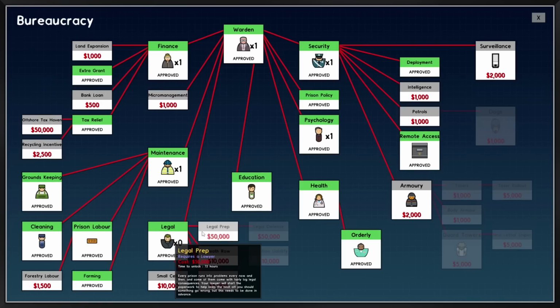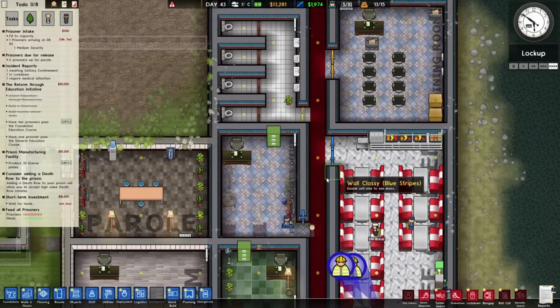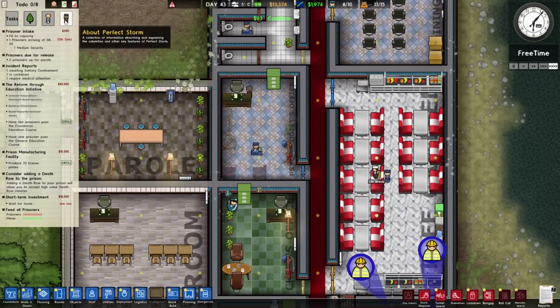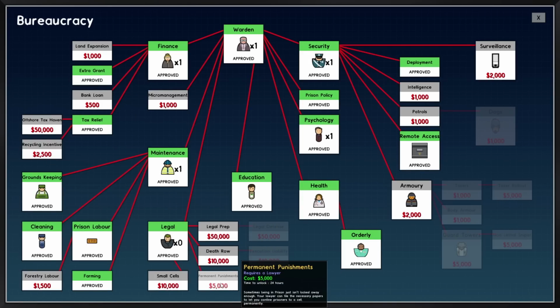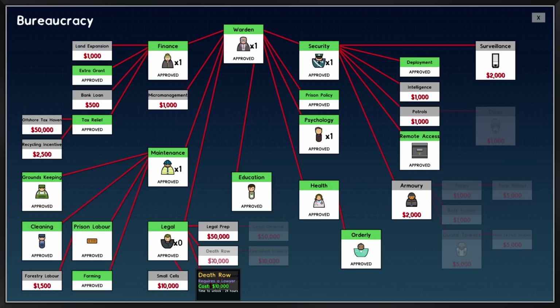And when that research is done, which it is already, that means we can get ourselves a fancy lawyer legal person in. What do we have? Small cells, permanent punishment. What does that do? You confine your prisoners to a cell permanently. Oh no, that doesn't sound lovely at all. Death row or legal prep. $50,000. Ouch. Oh my goodness me.